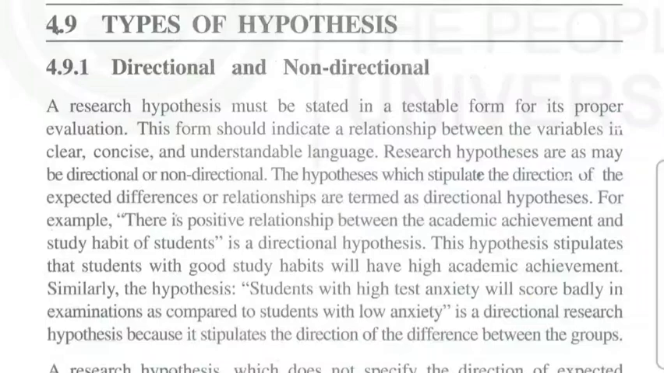For example, there is a positive relationship between the academic achievement and study habit of students, is a directional hypothesis. This hypothesis stipulates that students with good study habits will have high academic achievement. Similarly, the hypothesis, students with high test anxiety will score badly in examinations as compared to students with low anxiety, is a directional research hypothesis because it stipulates the direction of the difference between the groups.